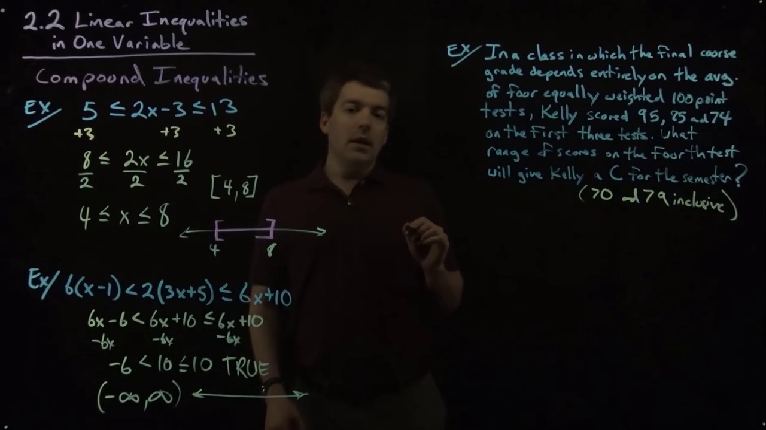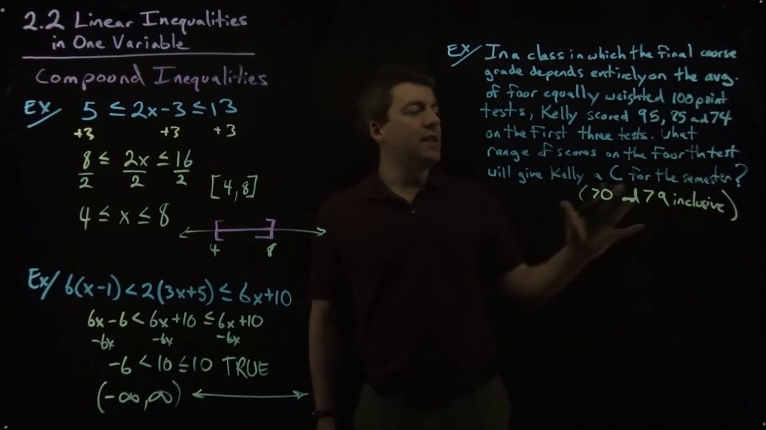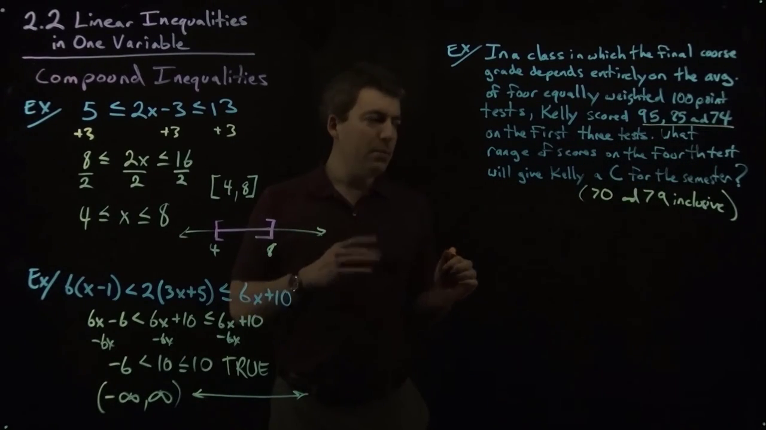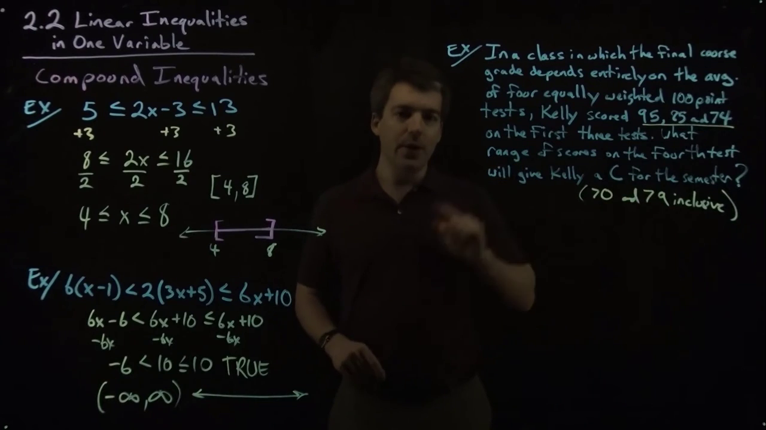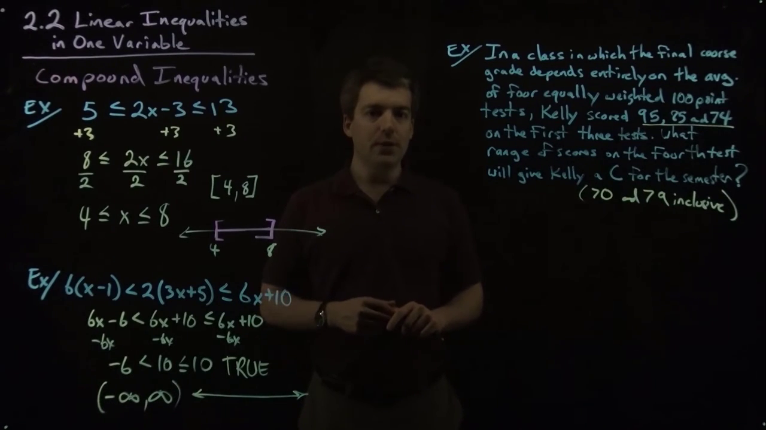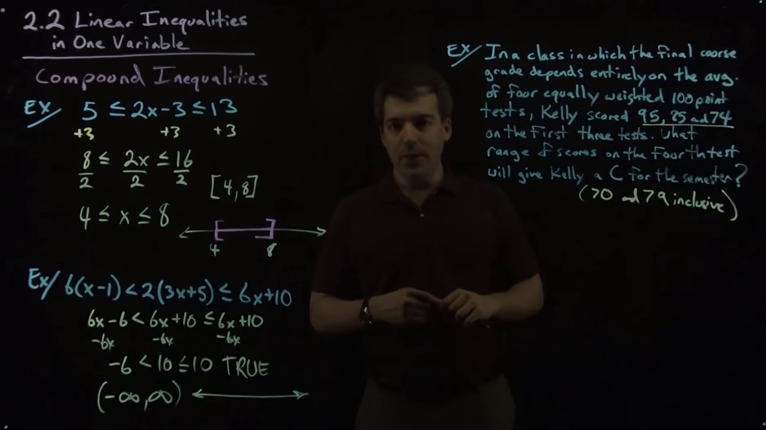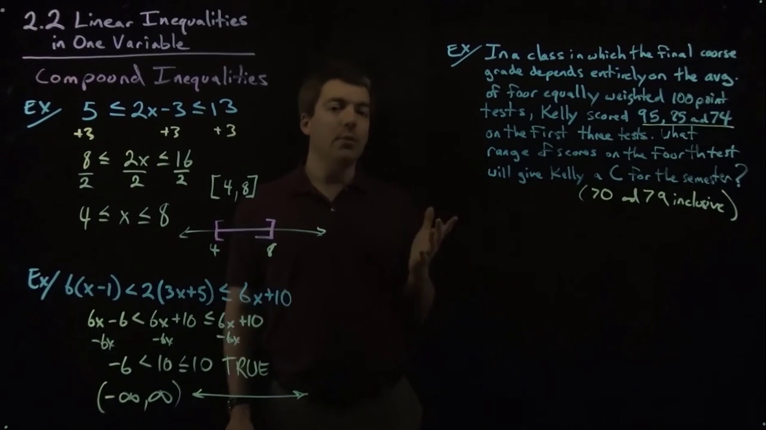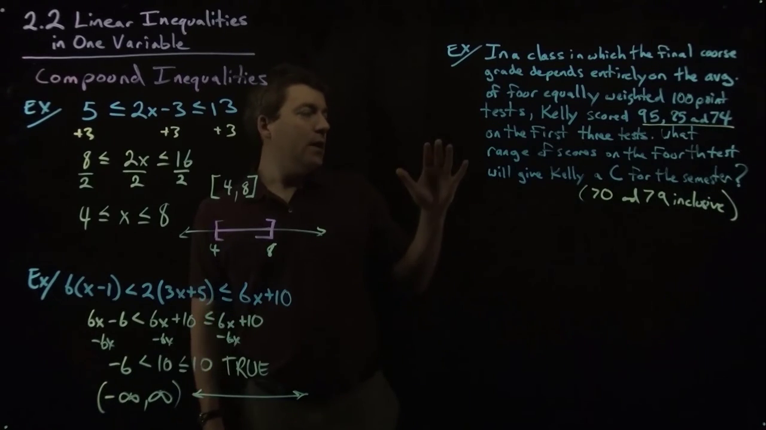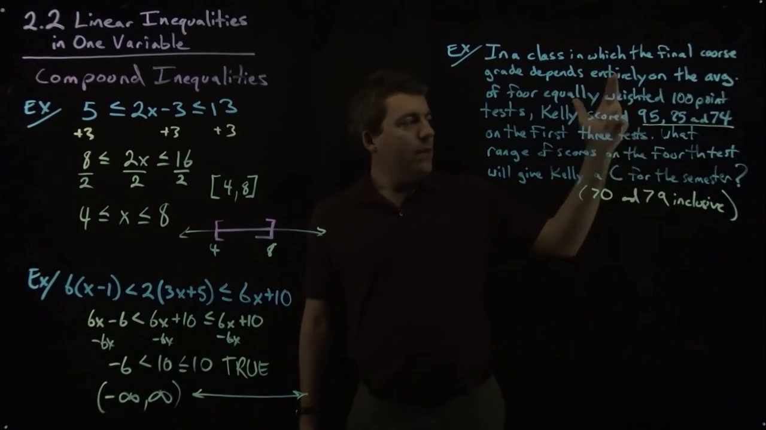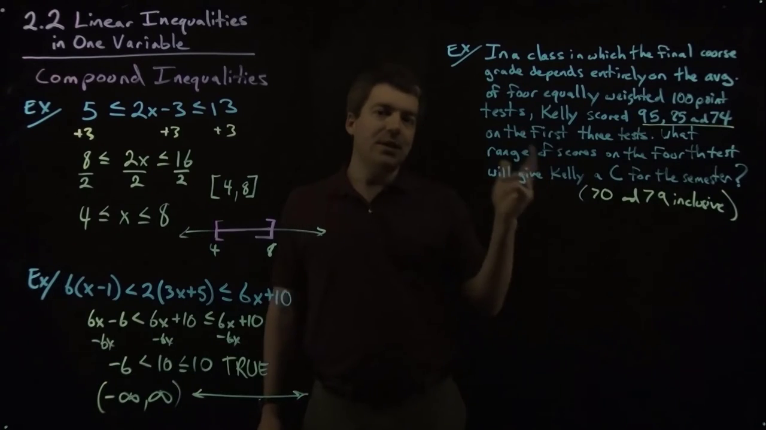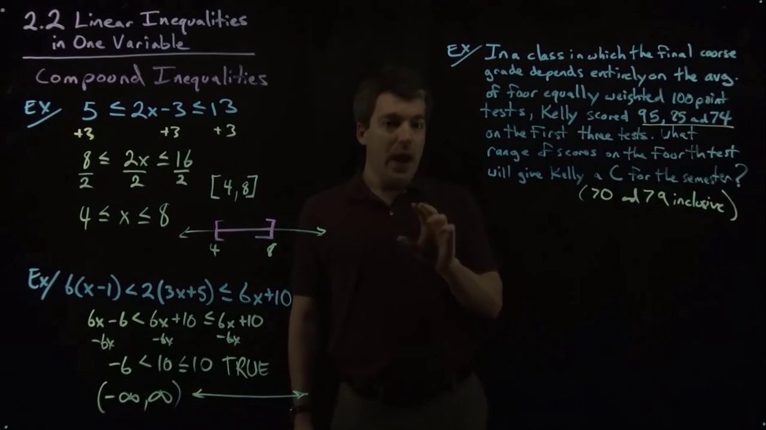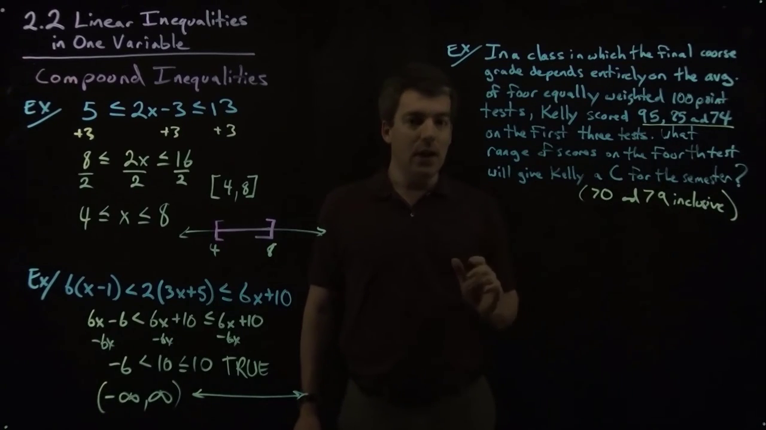Okay, so we can set this up. We know that the average of these test scores plus the fourth must be between 70 and 79 for Kelly to get a C in this course. We know how to calculate an average. Right? To find an average, we add up the scores and divide by the total number of scores that we have. So we have the 95, the 85, the 74, and a test that she hasn't taken yet, divided by 4, the result of that needs to be between 70 and 79.